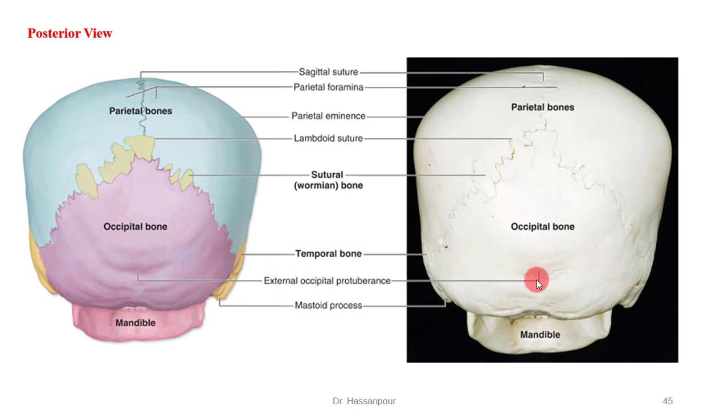Please palpate the back of your head. Males tend to have a prominent, pointed external occipital protuberance, whereas females have a more subtle, rounded protuberance. Intersecting the external occipital protuberance are two horizontal ridges, the superior and inferior nuchal lines.